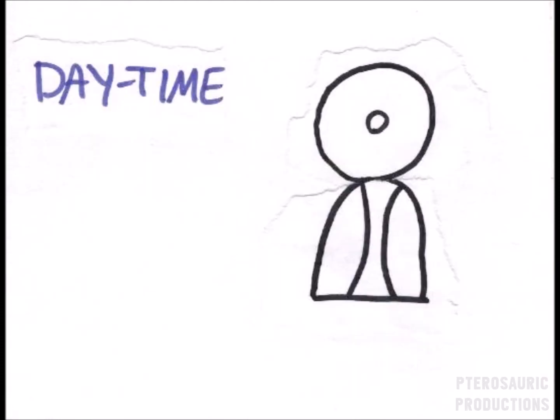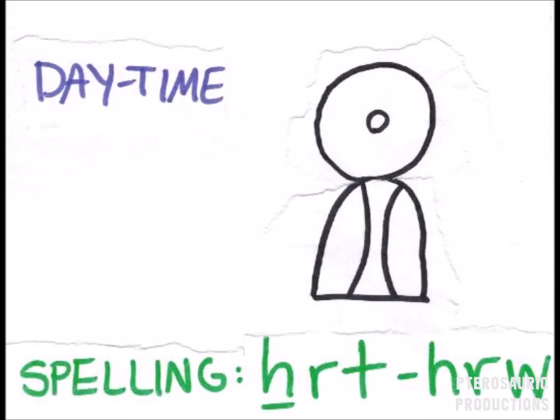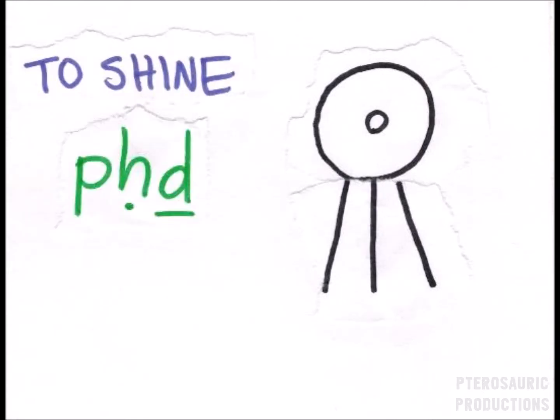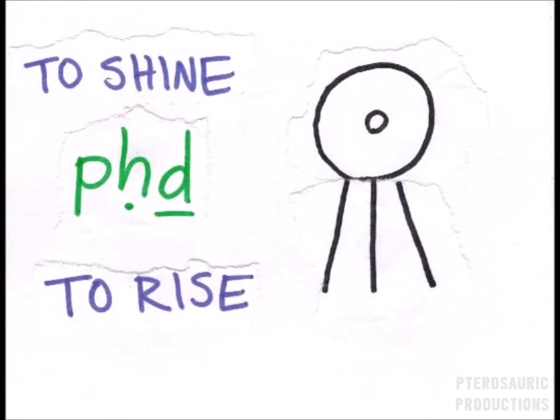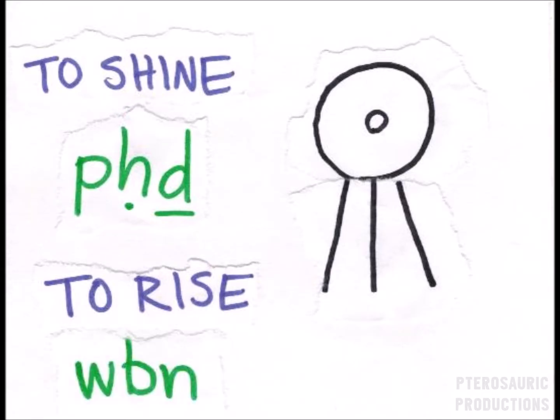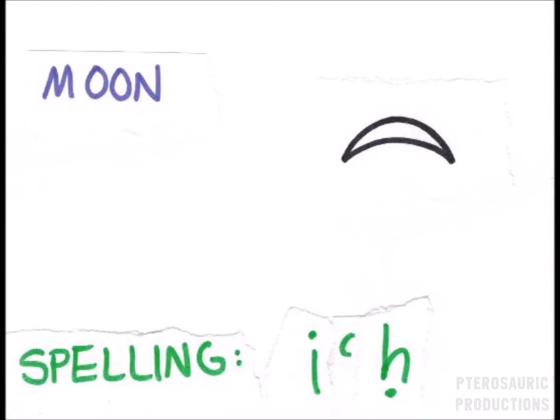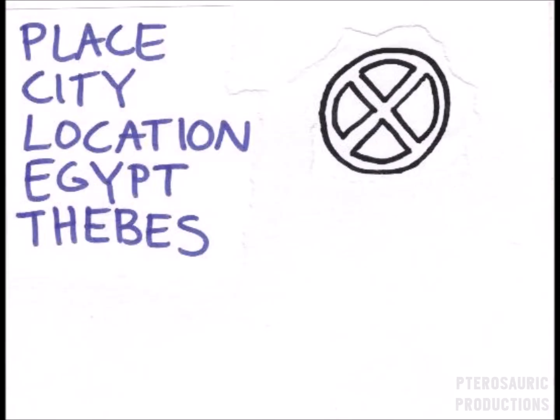Now, daytime, as a reference to when, looks like this. You'd spell daytime as H with an underscore, RT, then HRW. If the sun symbol has these lines, it means to shine, which is spelled P, H with a dot, D with an underscore. Or it can mean to rise, which is spelled WBN. Now, this symbol is the moon, and it's spelled I-A-H with a dot. So this next symbol is used for place, city, location, and even Egypt itself, and sometimes Thebes.